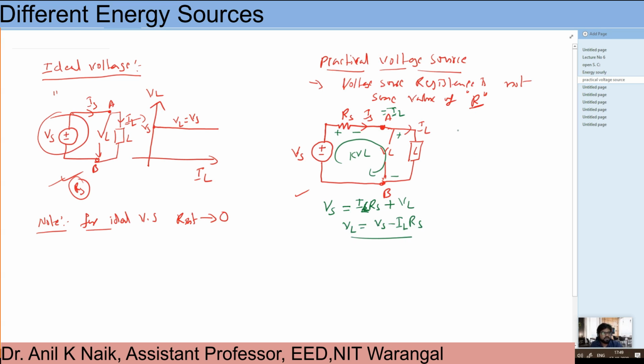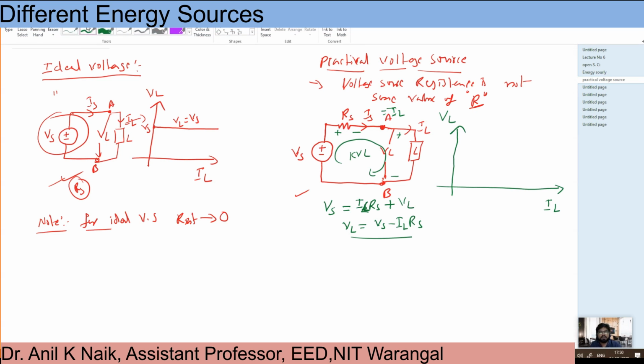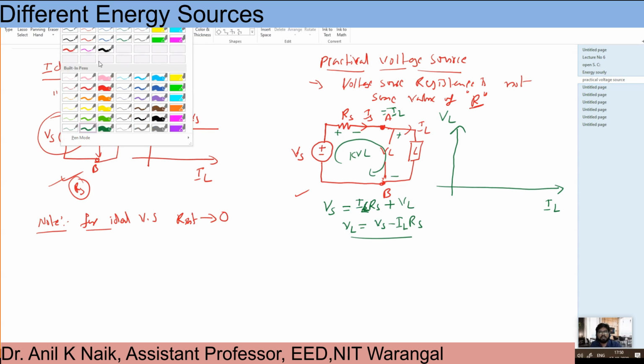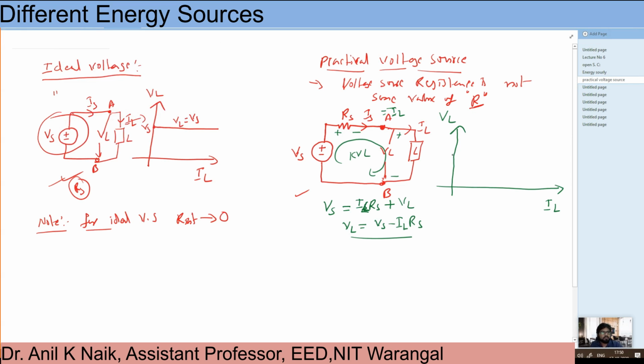Now if you draw the VI characteristics for this practical voltage source, IL versus VL, somewhere here is the point Vs. In the ideal case, this straight line is going.